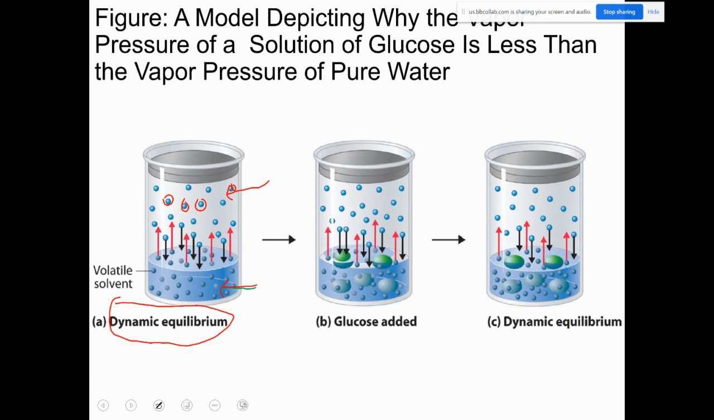Now what I'm going to do is, to the same amount of solvent, add some glucose. In this picture, I have shown glucose by these green particles. So let's say I dissolve this glucose.